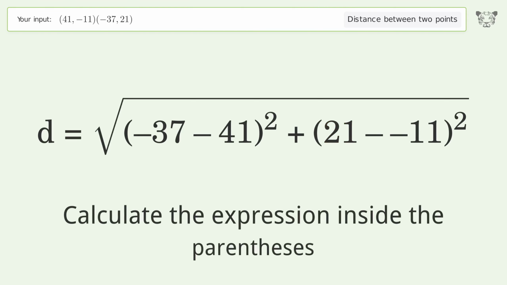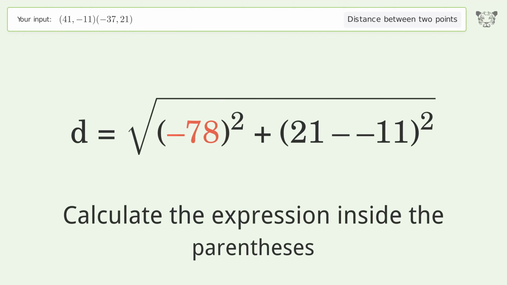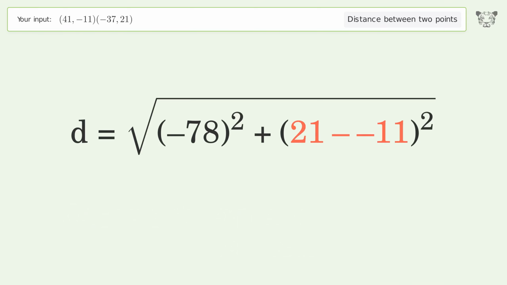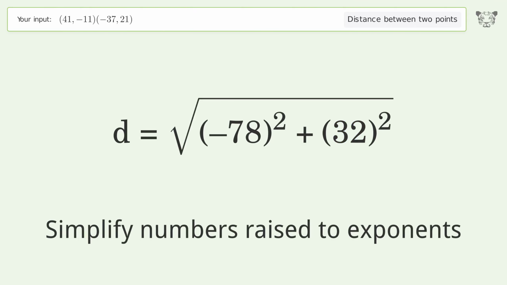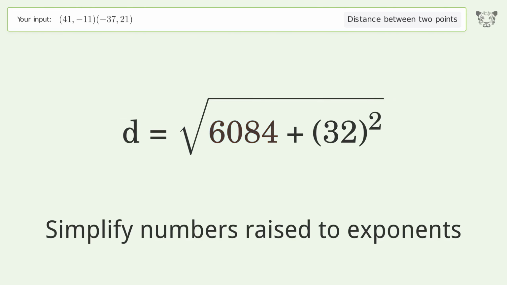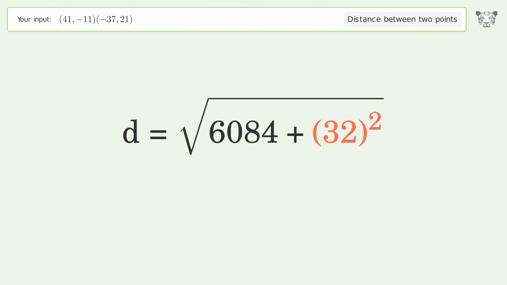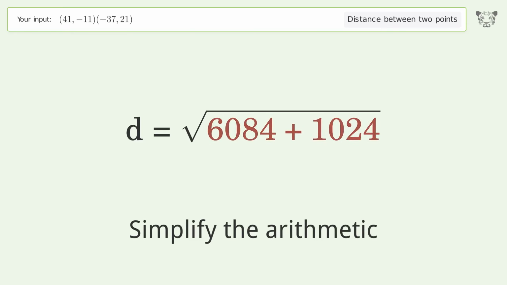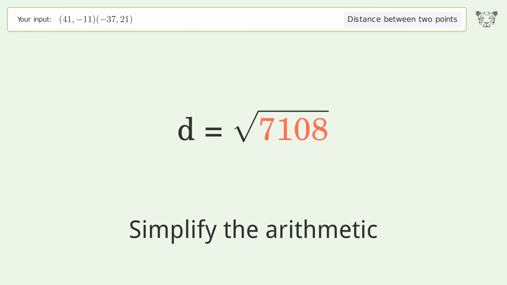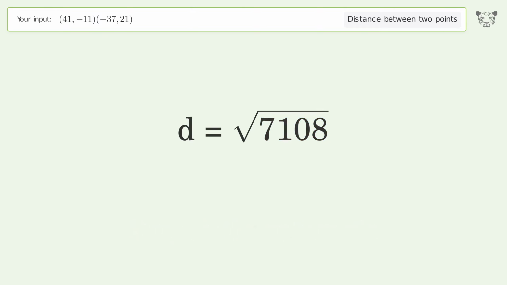Calculate the expression inside the parentheses. Simplify numbers raised to exponents. Simplify the arithmetic. And so the distance between the 2 points is the square root of 7,108 or 84.309.